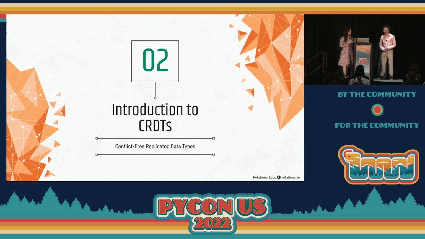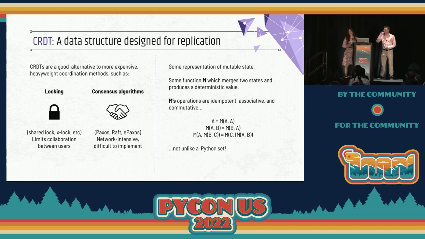So these are some of the things that we need to understand as a precursor to appreciating why CRDTs are so neat. So what is a conflict-free replicated data type? Well, it's a data structure that is designed for replication. It's a very good, easy, lightweight alternative to the other tools that we have for synchronization and coordination in a big distributed system. One of the examples that we saw earlier was locking, right? So locking is super effective, but it does limit collaboration.